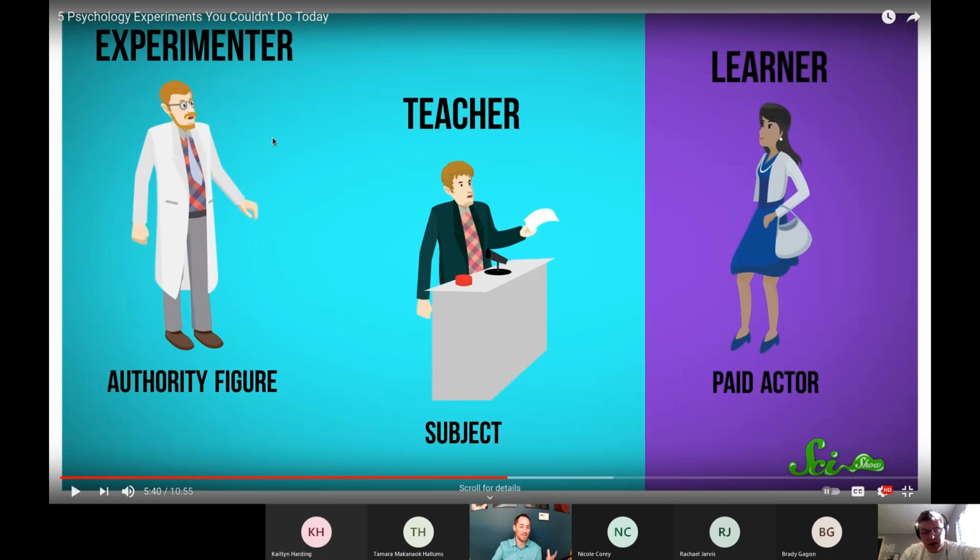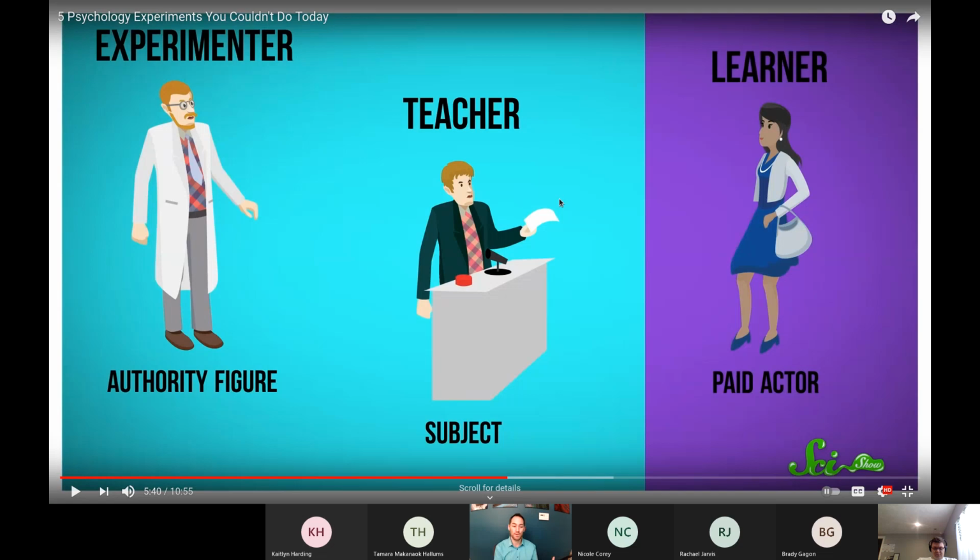So they weren't actually shocking anybody, but they didn't know that. The participant didn't know that. They didn't find out about that after they were done either. So many of these people left thinking that they just hurt somebody. So that's obviously not great for someone's mental well-being.